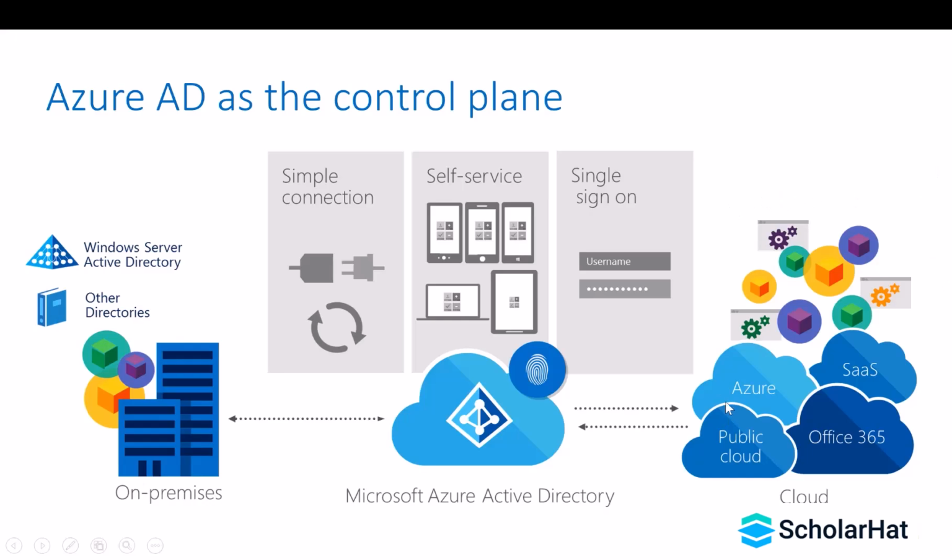So we can have Microsoft Azure, we can have the public cloud, we can have Office 365, we have SaaS-based services. It doesn't mean it's only for Microsoft Azure. Your application can be hosted by some other public cloud vendors. It can be AWS, or let's say Google Cloud. So Azure AD helps us provide a simple connection with the on-prem applications and the cloud-based services.